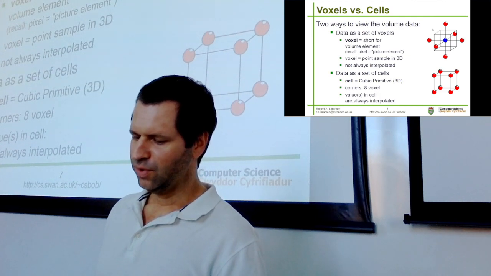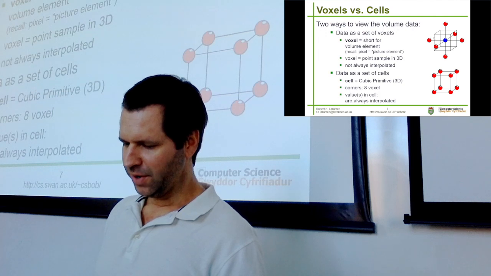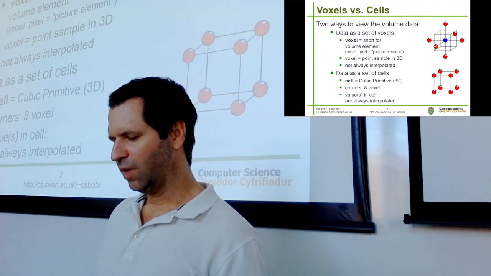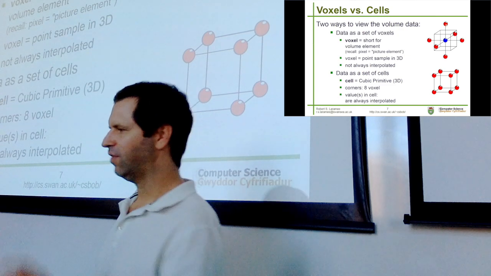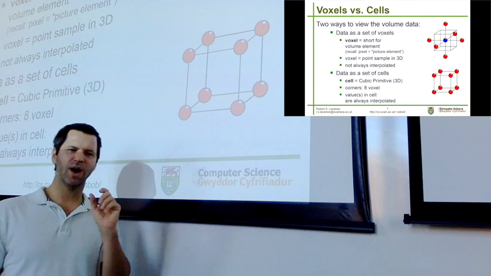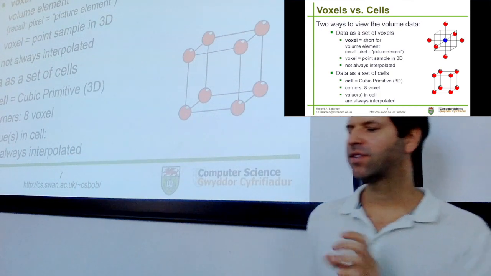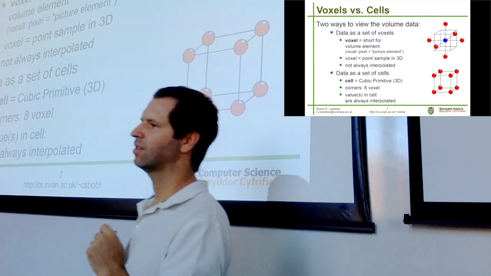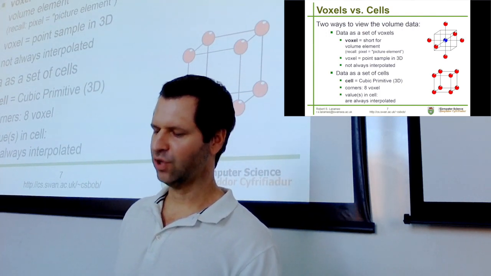Another way to view the same data is as a voxel, where the data is stored at the center of the cubes. So it's just shifting the cube along x a half a unit, along y a half a unit, and along z a half a unit. So it's like rearranging the edges. And the data is not always interpolated.